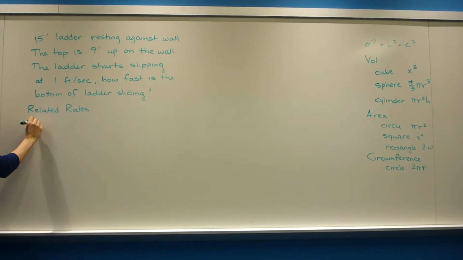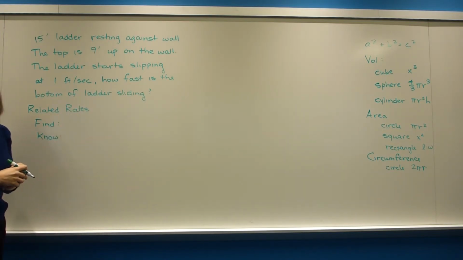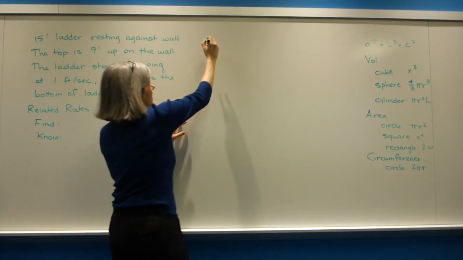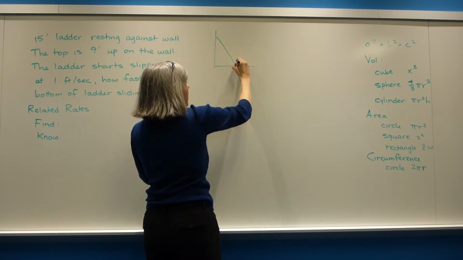So the first thing you need to write down is the rate you're trying to find and everything you know. And everything you know is going to include rates plus other information. It's going to include some geometry, what kind of a shape you have, anything that you can use to connect the quantities. So what am I trying to find? I'm thinking a picture is going to help immediately, because I need to start labeling variables. So let's just go ahead and draw a picture. So here's my wall, and here's my ladder.